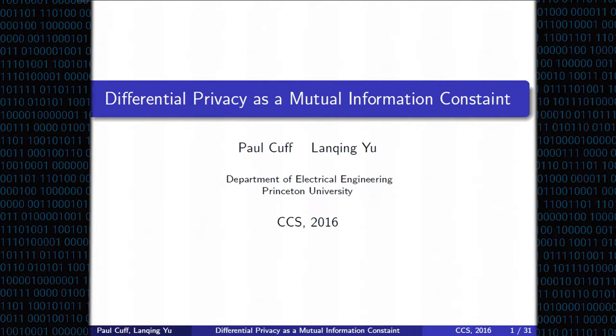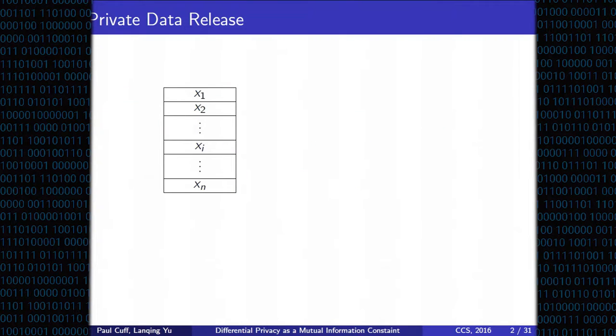Okay, thank you, Pratik, and thank you everyone for coming. So today the topic is differential privacy as a mutual information constraint. This is based on work with my advisor, Professor Cuff, at Princeton University. So the problem we consider is private data release.